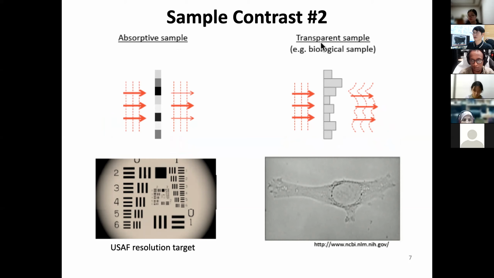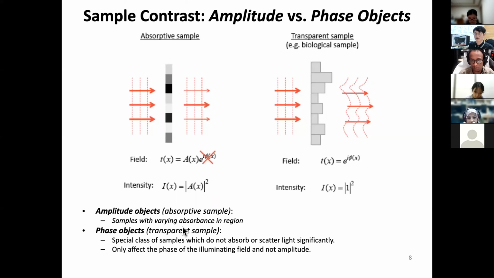Okay, so for that, I'll go back to amplitude versus phase object. I define this absorptive sample as an amplitude object. Because there's a spatial variance from region to region, the intensity right after will look like this. While this transparent sample is a phase object, oops.